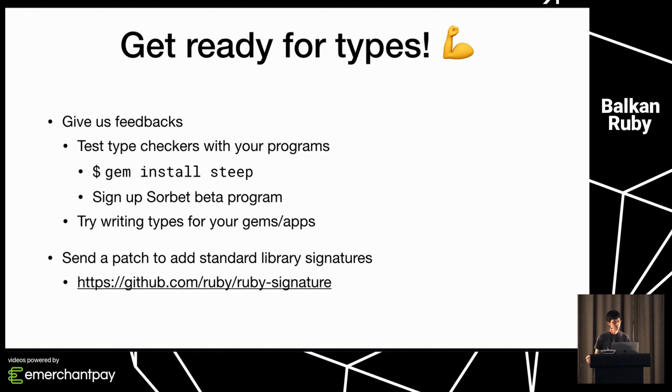Another one is sending a patch to add types for the standard libraries. This is the repository for the signatures of the standard library. I have finished writing the types for basic objects, Kernel and Object, and maybe Array and Enumerable, but there are so many Ruby classes still untyped. I tried to write the method definitions for String, but there are really so many methods that I stopped writing the types of String. So yeah, help me, please.